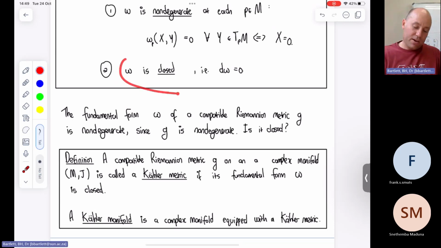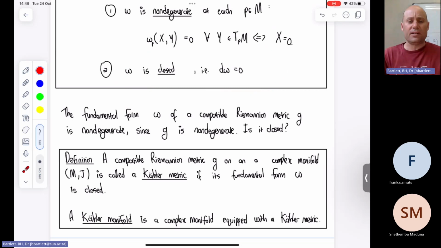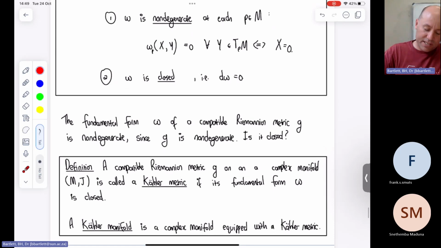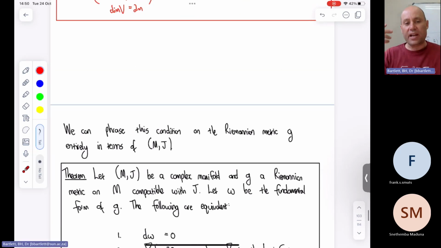Okay. Now you might ask for a geometric interpretation of this condition because right now it's a little bit long-winded, right? In order to define whether a metric is Kähler, I say you've got to start with a complex manifold and you've got to put a Riemannian metric on it. And then you've got to calculate the associated fundamental form of that Riemannian metric, and you've got to check whether that fundamental form is closed. Couldn't I just phrase it directly in terms of G? Why do I have to go via omega? And indeed you can. So you can phrase this condition on the Riemannian metric G entirely in terms of M and J.